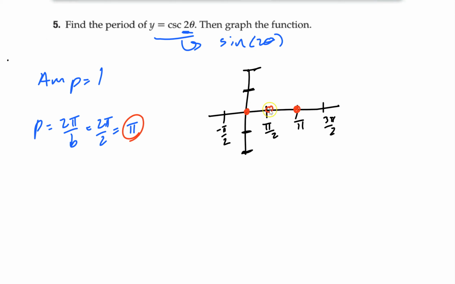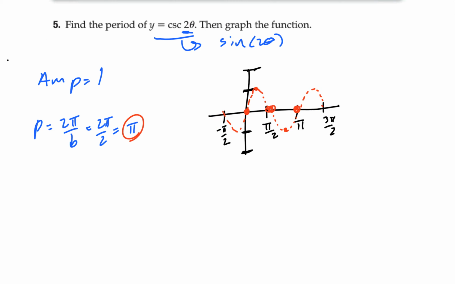Halfway between would be pi over 2. Highest I go is 1. Lowest I go is -1. So let's connect these dots, so we'll do a little dotted line. And again, if we want, we can keep on going. I can even go backwards if I want.